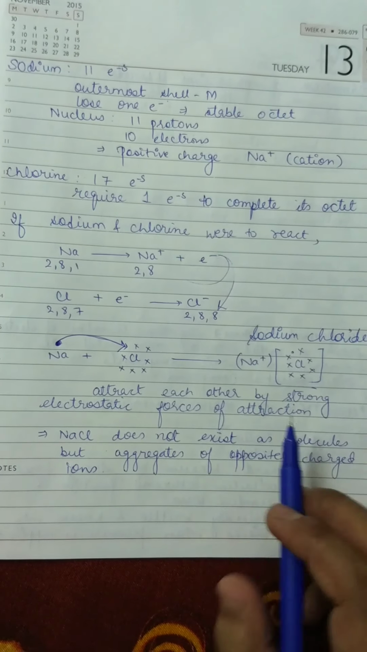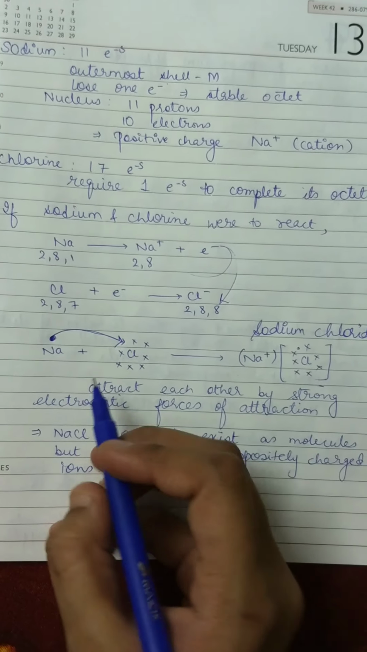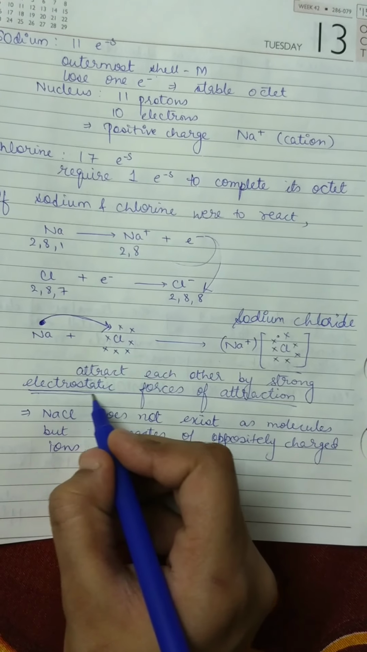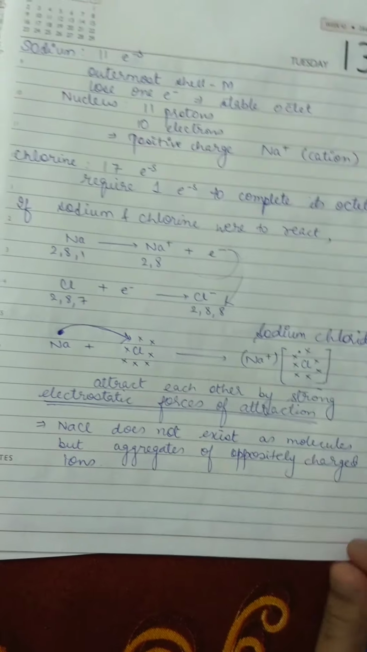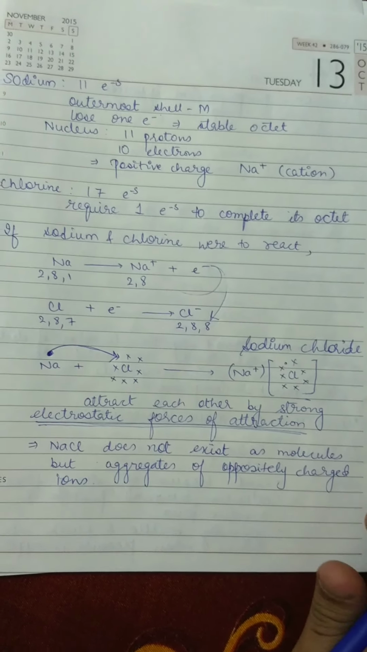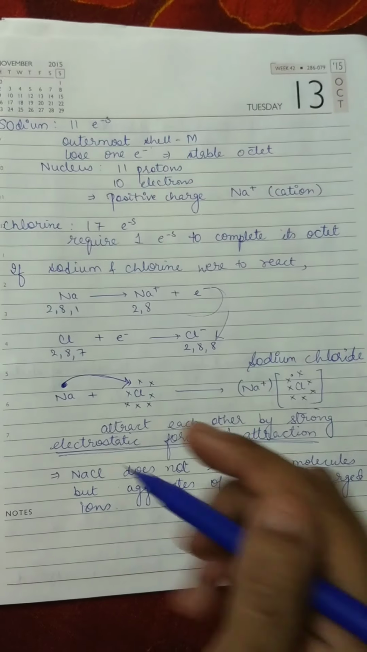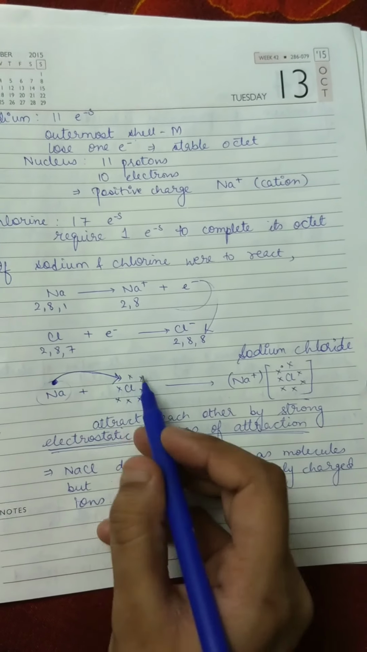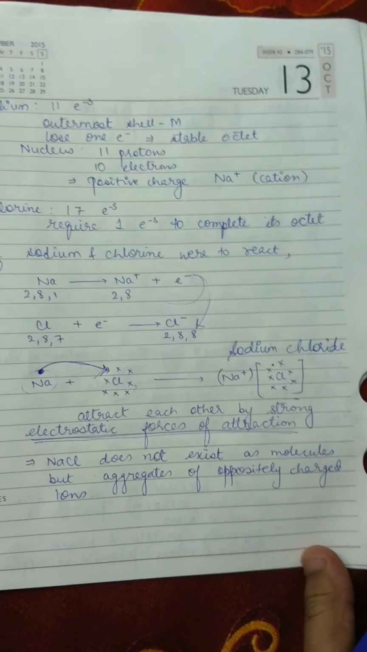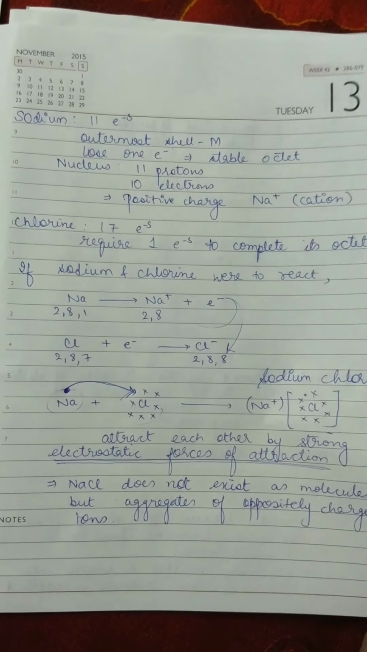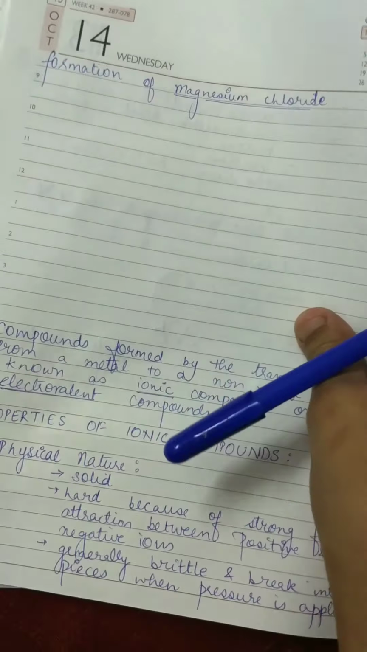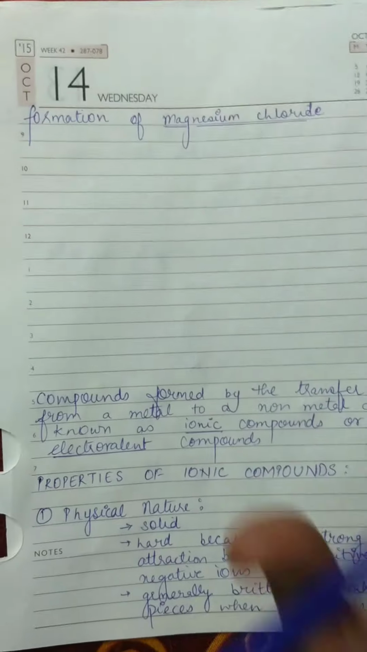And these two elements attract each other by a strong electrostatic force of attraction. This is very important. This is ionic bond or electrostatic bond. NaCl does not exist as molecules but as aggregates of oppositely charged ions, because here +1 is there and here -1 is there, and +1 and -1 are both attracted towards each other by strong electrostatic forces, and they are forming a compound. So, formation of magnesium chloride.